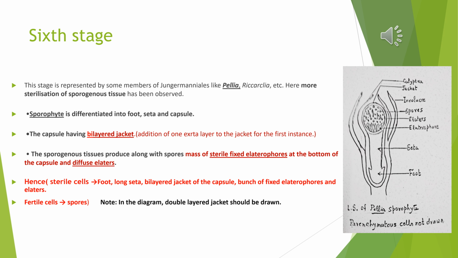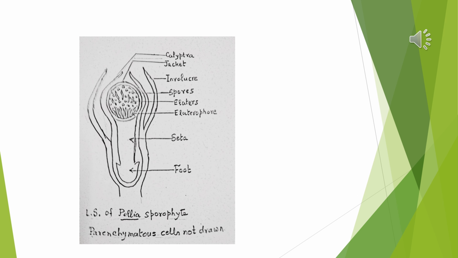The sporogenous tissue produces, along with spores, a mass of sterile fixed elaterophores at the bottom of the capsule and diffuse elaters. So elaterophores are a new addition. Hence sterile cells are foot, long seta, bilayered jacket of the capsule, bunch of fixed elaterophores and elaters. Fertile cells are spores.